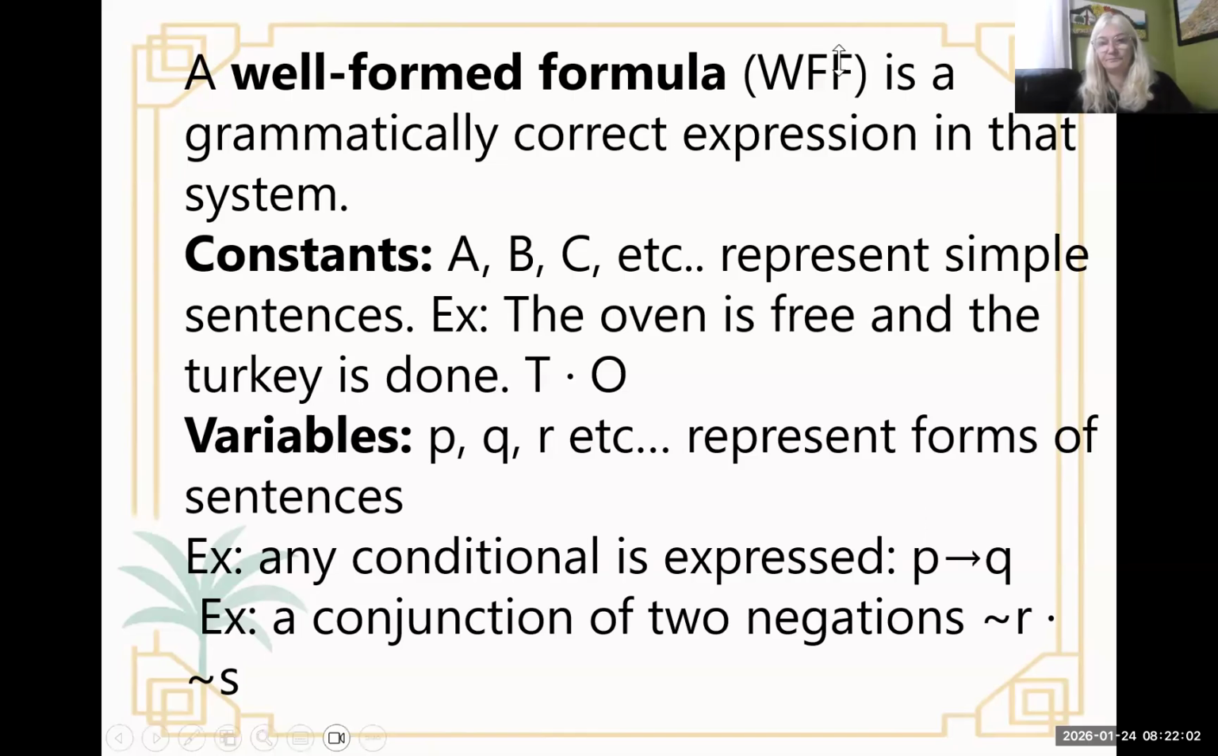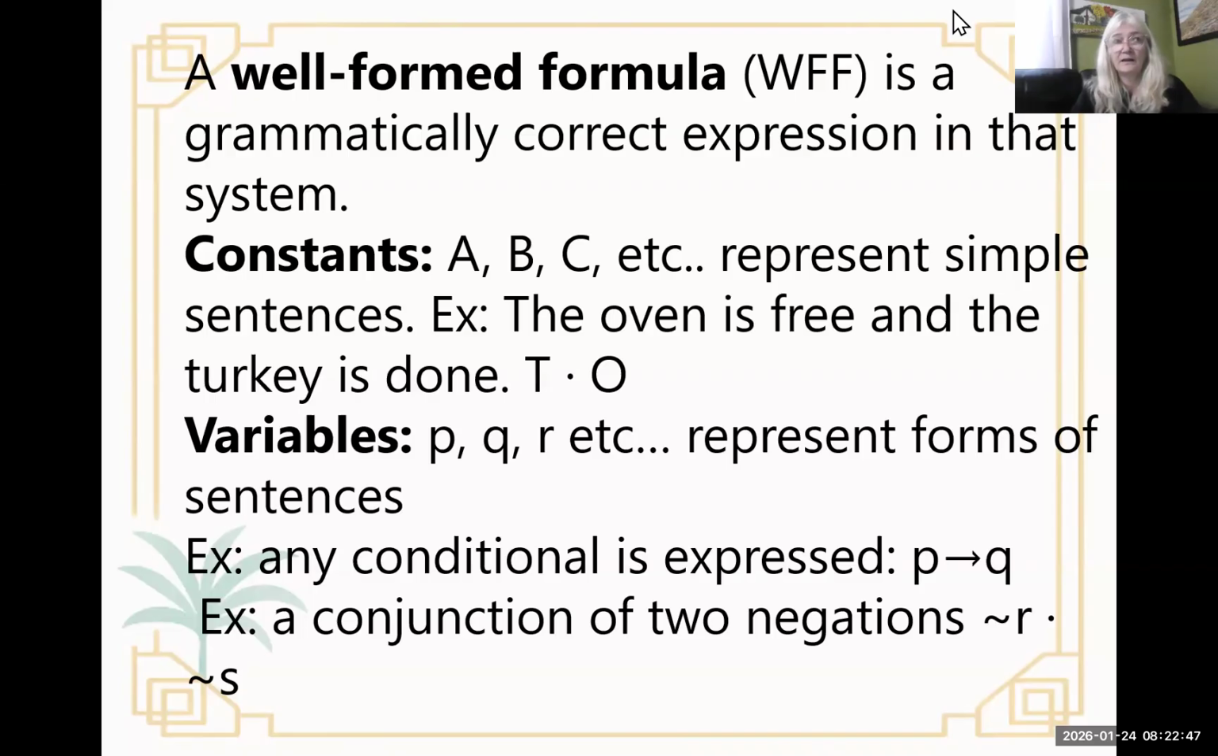So a well-formed formula, a WFF, is a grammatically correct expression in that logical system. So for our system, we're going to use capital letters A, B, C, etc., all the way to Z to represent simple sentences. So if I have a sentence like "the oven is free and the turkey is done," I can use capital T for "the oven is free" and capital O for "the turkey is done." Any letter whatsoever. If you want to use it the other way around, because you like the letters representing actual letters in the sentences, then you would have O first and T next.